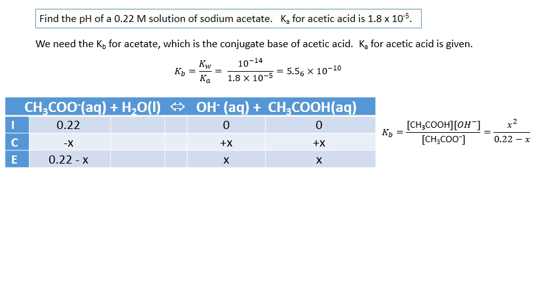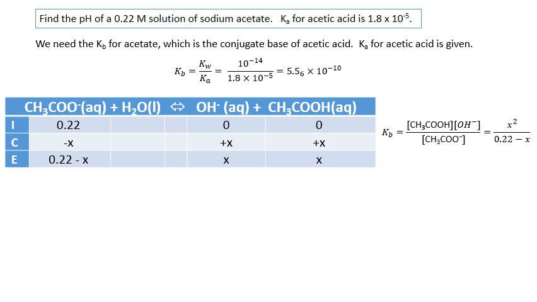It's X squared over 0.22 minus X. And we need to consider, as usual, that this would be a quadratic, but we consider the X is small approximation. With a Kb of 10 to the minus 10, this reaction doesn't go very far. That means X is going to be very small. I almost don't need to do the check to be able to see, but we always do it.